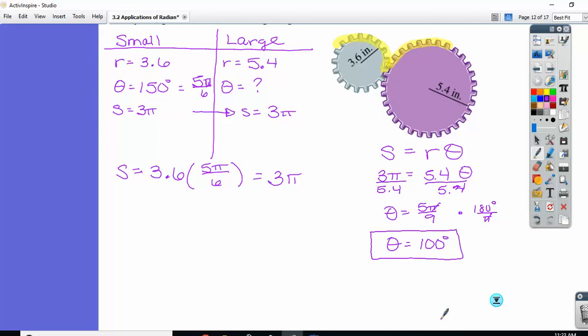Okay, so we have to use that arc length piece that they share to get to our answer. And then just always make sure you're answering the question that was asked. It said degrees. Questions on that?